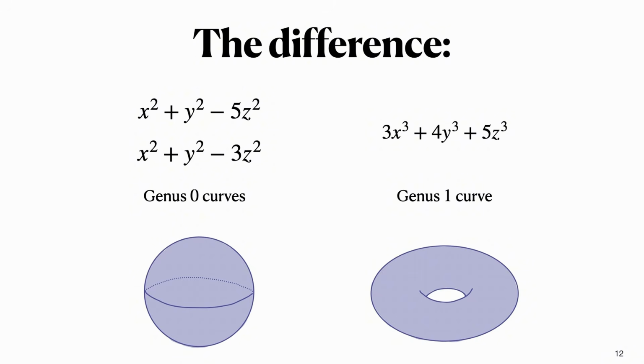In this case, it's just the shape of the equation. It's telling us what the genus of the curve is. All quadratic forms in x, y, and z are going to live here. Yeah, thank you for asking.